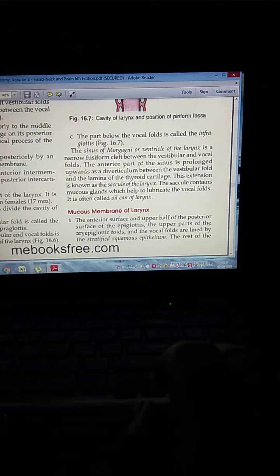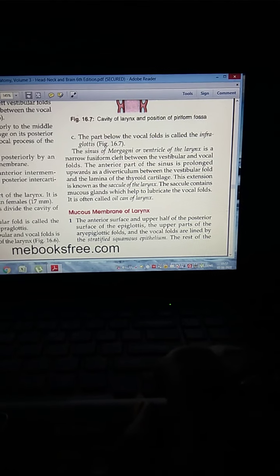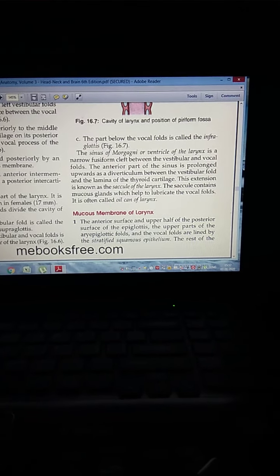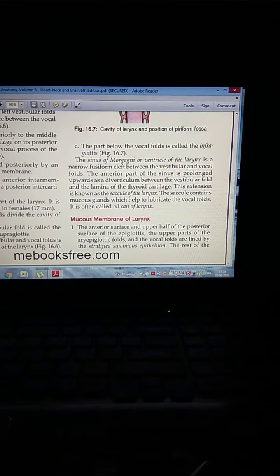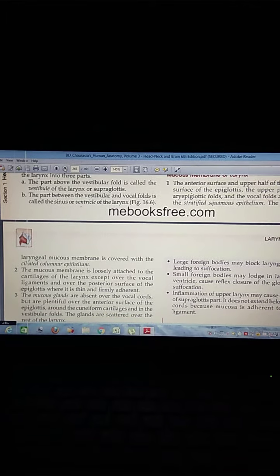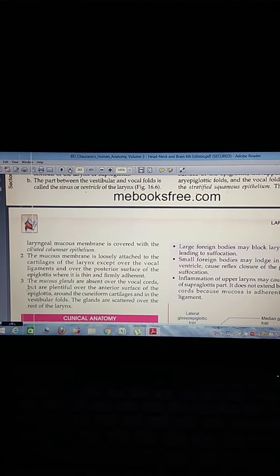Now, the mucous membrane of the larynx. The anterior surface and upper half of the posterior surface of the epiglottis, the upper part of the aryepiglottic fold, and the vocal folds are lined by stratified squamous epithelium. The rest of the laryngeal mucous membrane is covered with ciliated columnar epithelium.